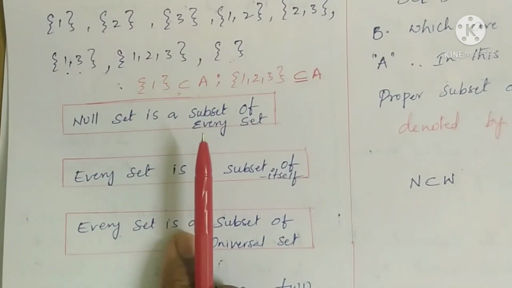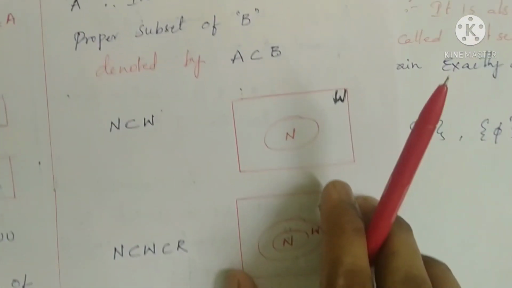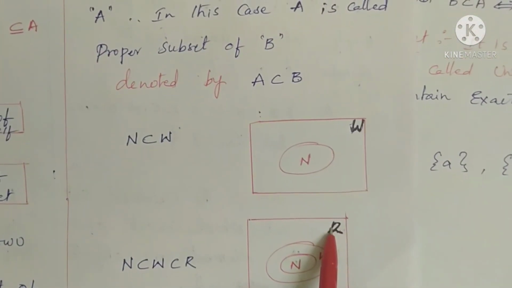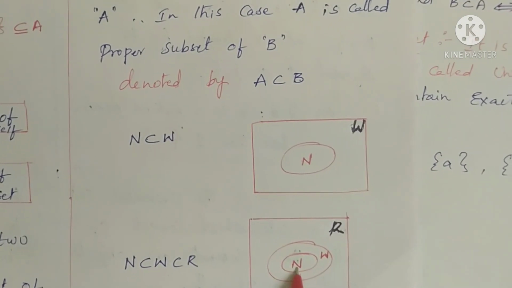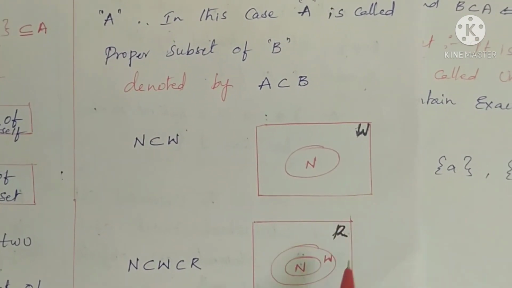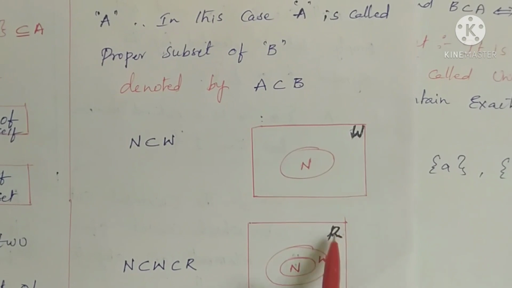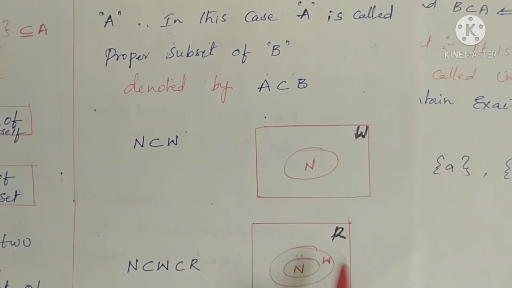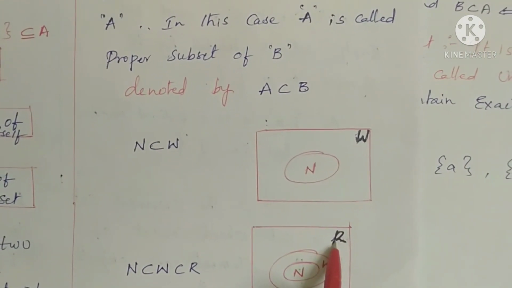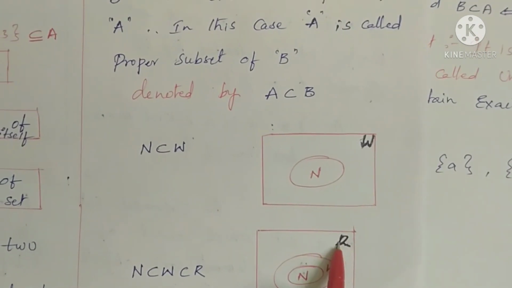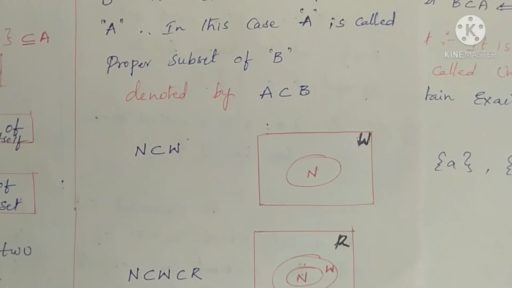Every set is a subset of the universal set. Here the universal set is R. N is a subset of R. W is a subset of R. Q is a subset of R. Q dash is a subset of R. So every set is a subset of the universal set.